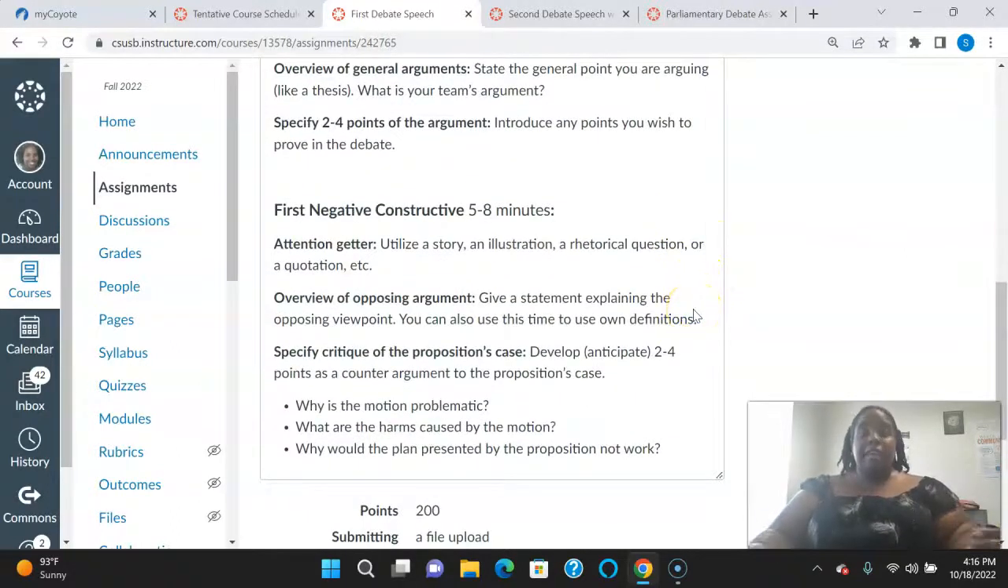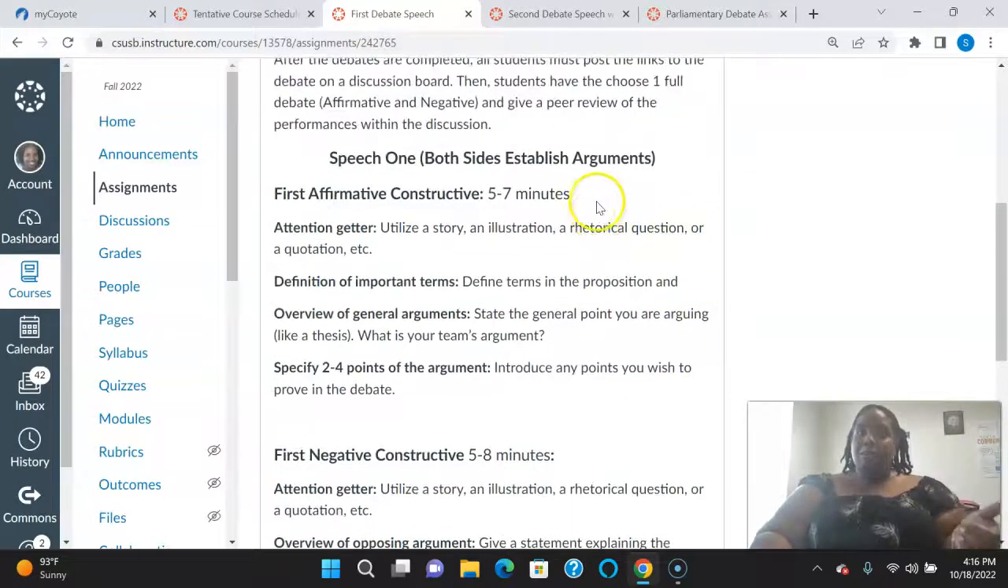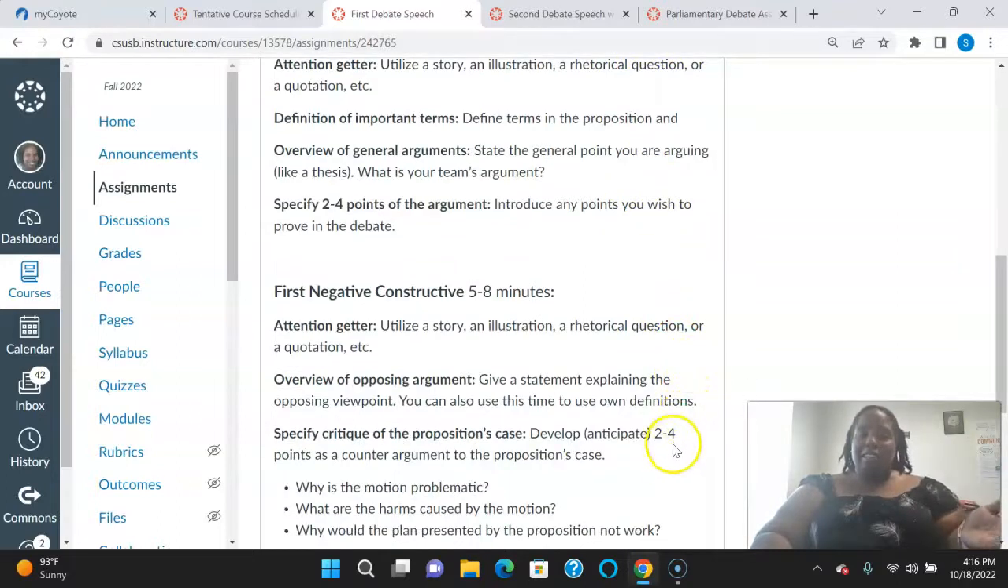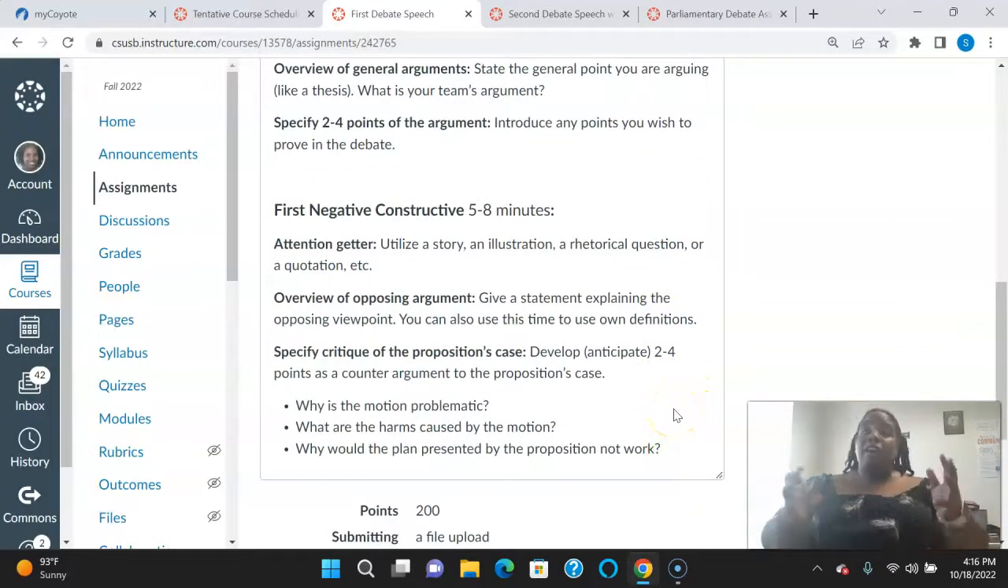However, if you recite the negative and the proposition is college students' student loans should be forgiven, then you are against that claim. You're going to give reasons why. You're going to try to anticipate, hey, what would the affirmative say? Or what would people who agree with that statement, what would they say? And then answer that. Talk about why it's problematic, talk about who is harmed, and talk about why the proposition won't work. And that's the first video.